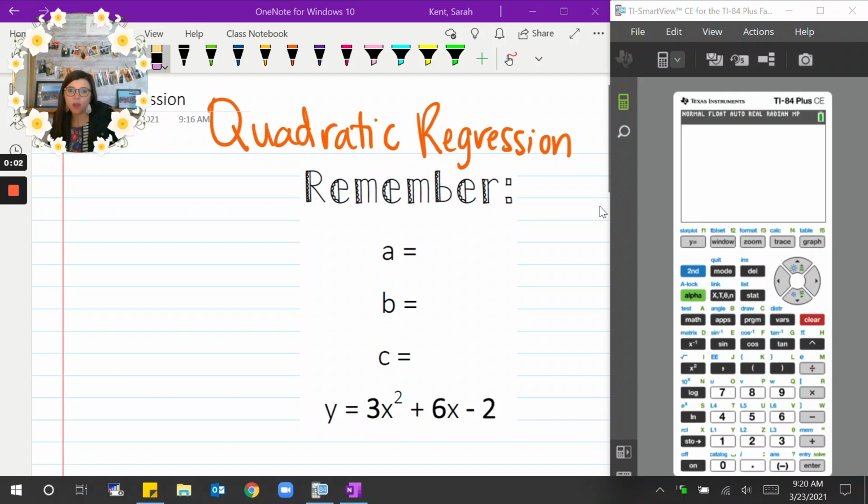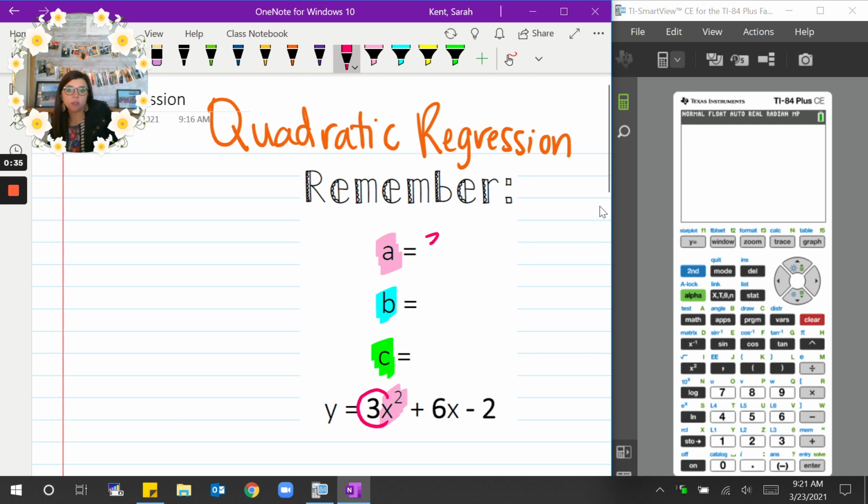All right, today we are looking at quadratic regression. This is where we're going to take a table and write a quadratic equation. We have three parts for our quadratic equation. If we remember, we've got the letters A, B, and C. A is always our number that goes with the x squared. So I've got here 3 in front of the x squared.